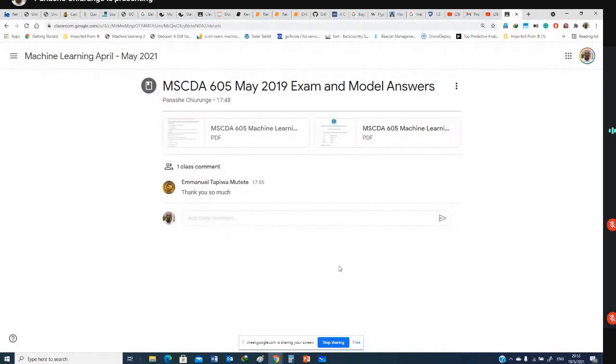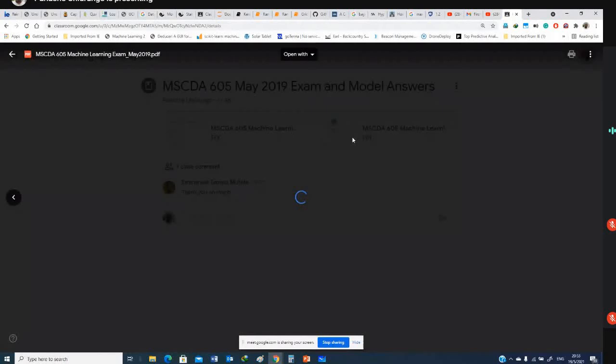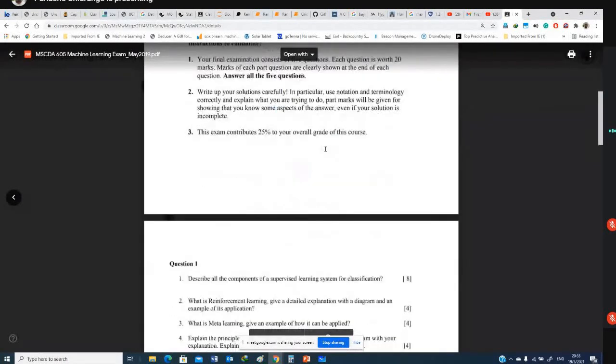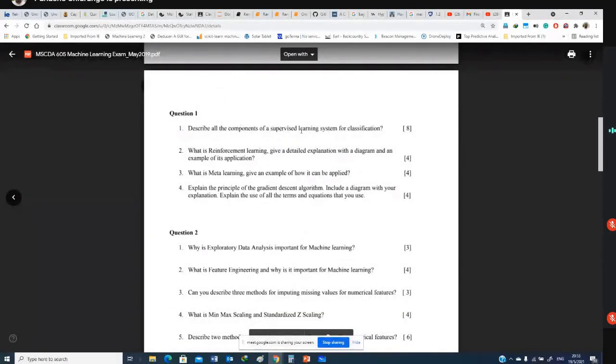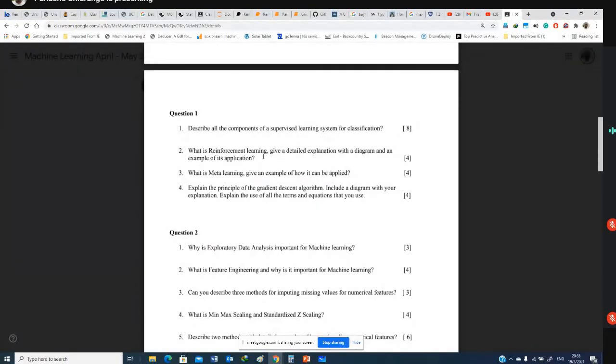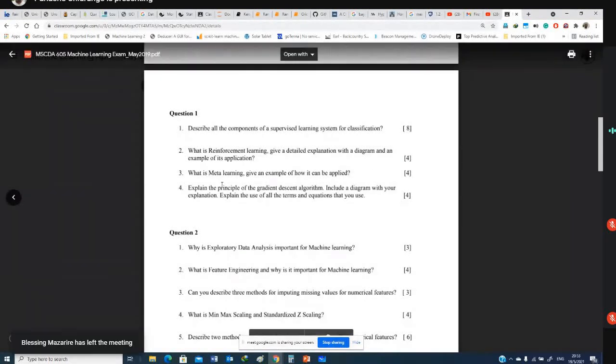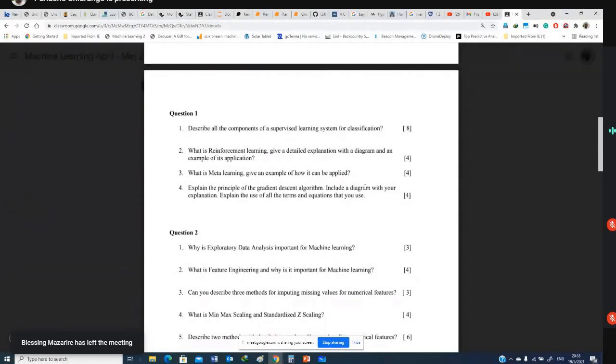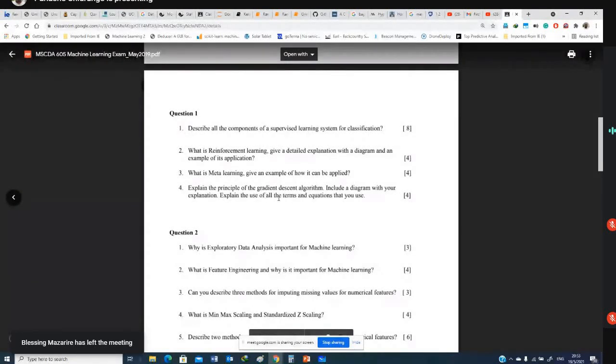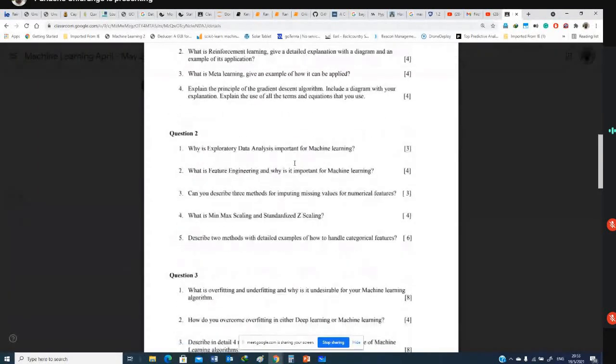So you've got an example paper there that you can look at. You should be able to answer all the questions in that paper. Describe all the components of a supervised learning system for classification. That's easy. What is reinforcement learning? That's easy. What is meta learning? Explain the principle of the gradient descent algorithm, including a diagram with your explanation. This you should be able to do with your eyes closed.